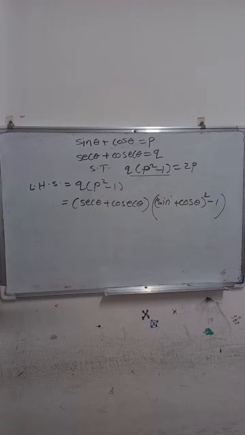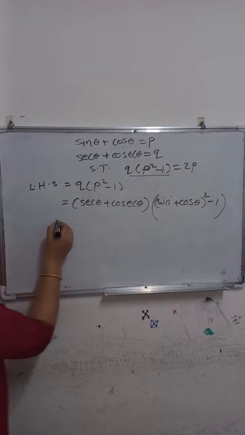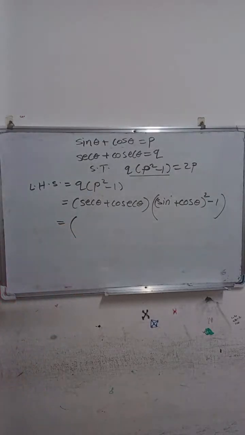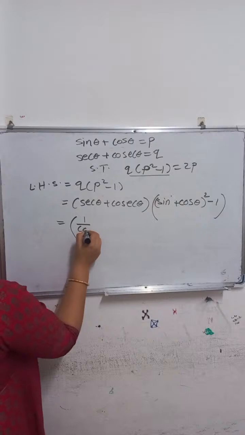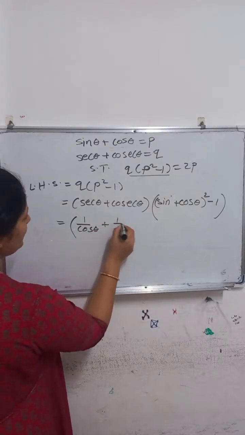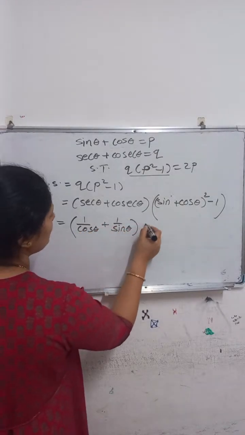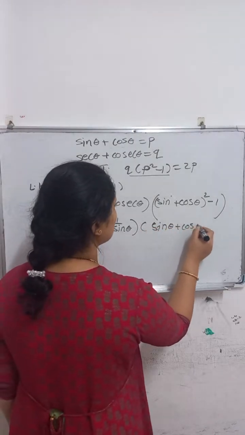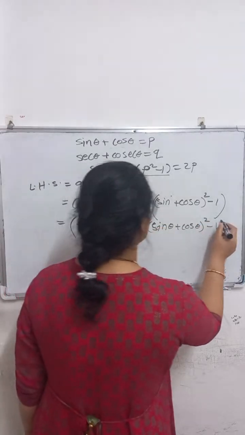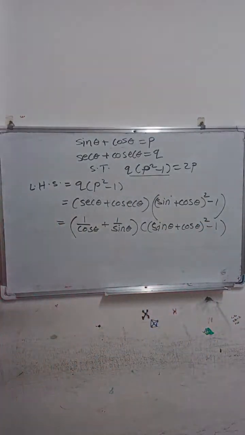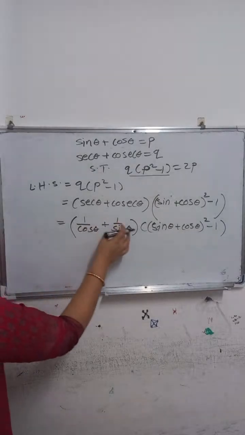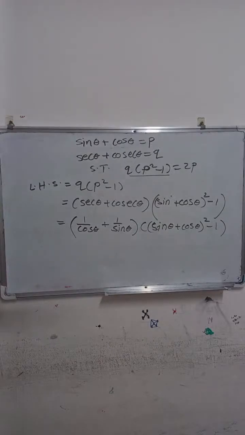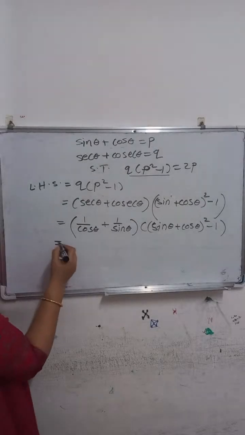So that everything will come into the form of sine. 1 upon sec is nothing but cos. So cos theta plus, we can write 1 upon sin theta, and inside the bracket we can write sin theta plus cos theta whole square minus 1. Can you get this? Then here you can take LCM and expand that bracket, and then check what operations we get.